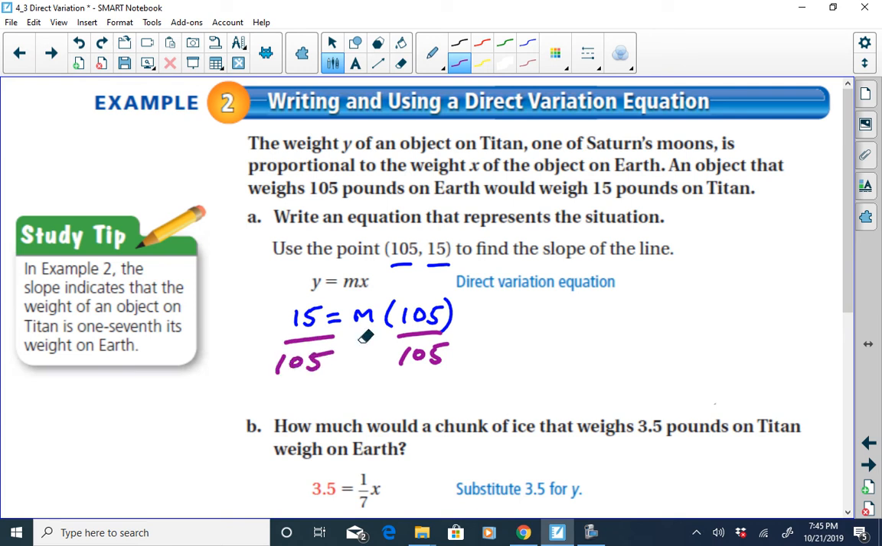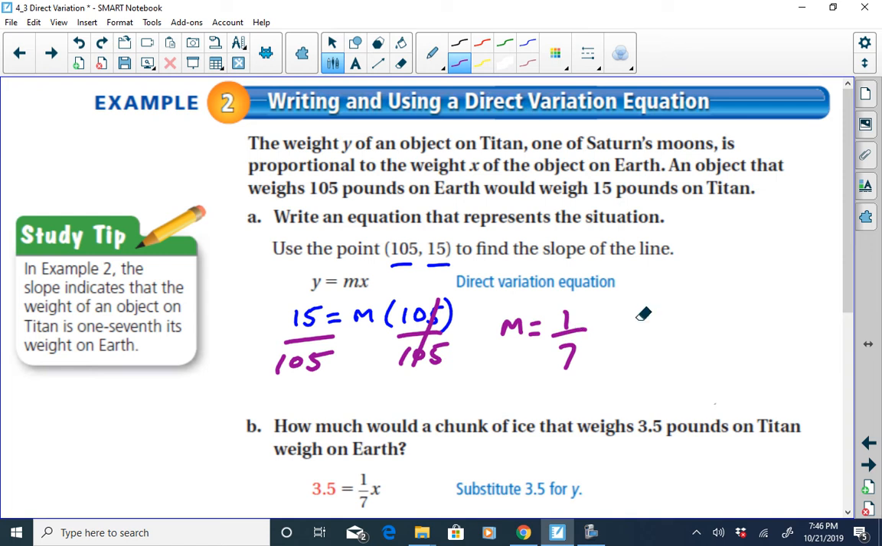So when we divide both sides of the equation by 105, on the right side of the equation, the 105 in the numerator is going to cancel 105 in the denominator, and we wind up with m is equal to 15 over 105. If I divide that out by 15, because 105 is divisible by 15, we come up with a slope m which is going to be equal to 1 over 7. So 15 over 105 simplifies to 1 over 7. That's our m.